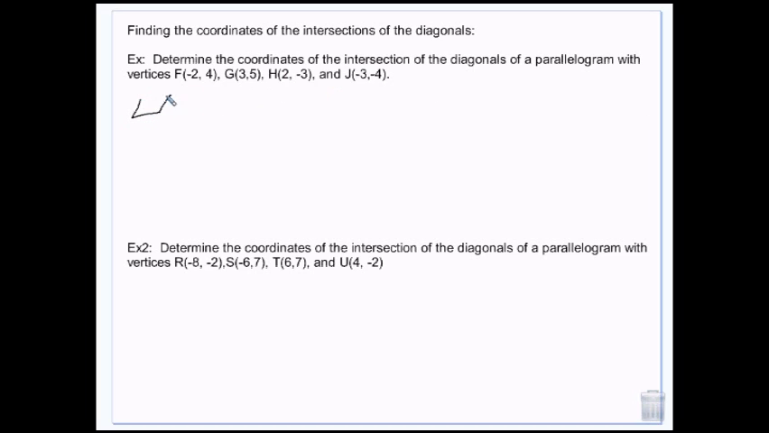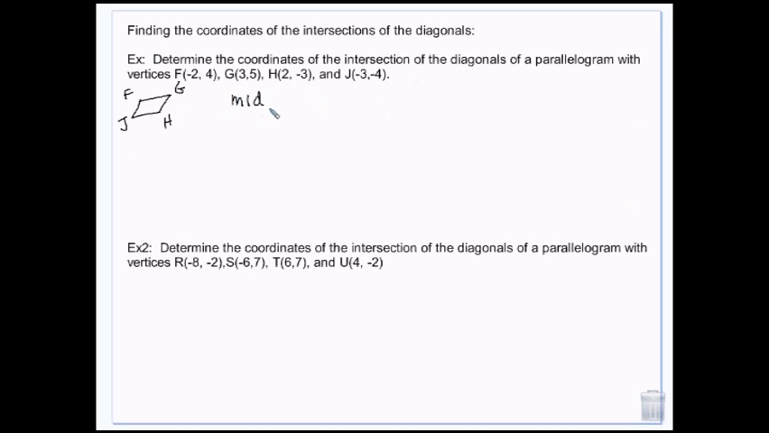All right, so what we do first, F, G, H, J. So you just kind of draw a parallelogram and go F, G, H, J, right? That way you know that a diagonal is going to be FH and JG. That's all you need to figure out to know what line you're looking at. And if the diagonals cut each other in half, what do you call the point that's in the middle of a line? Midpoint. And we know the midpoint formula, right?